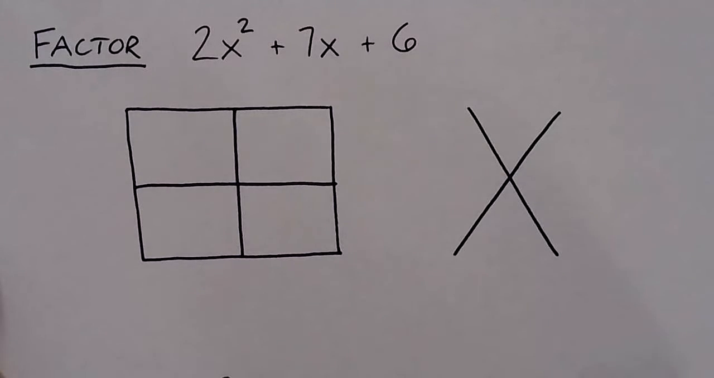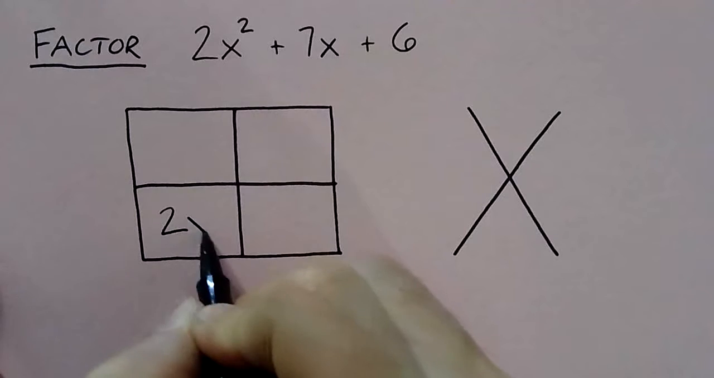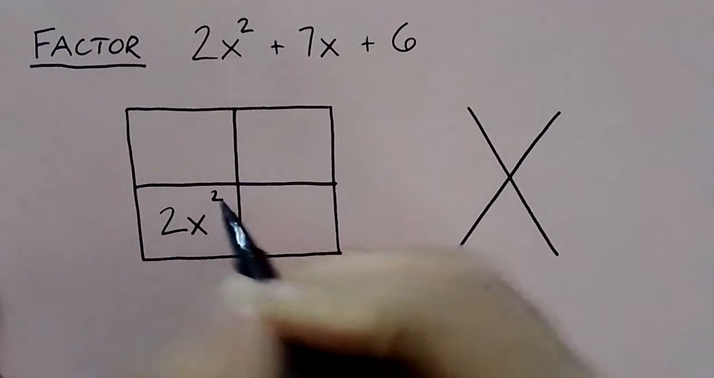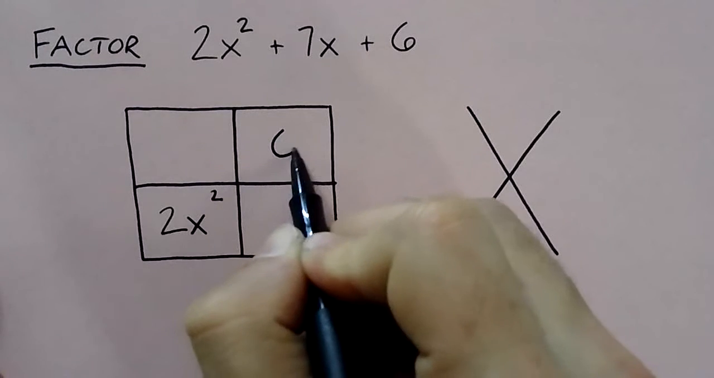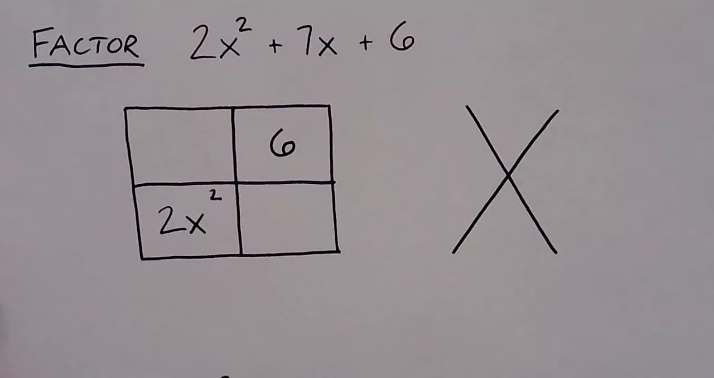2x squared plus 7x plus 6. Our first term, 2x squared, is going to go in our bottom left. Our last term, 6, is going to go in the upper right. And that's how we're going to start factoring any of our quadratics. So we're going to take the first term and third term, assuming it's written in ax squared plus bx plus c. If it's not written in that form, we're going to rearrange the terms so that we can have ax squared first and c last.